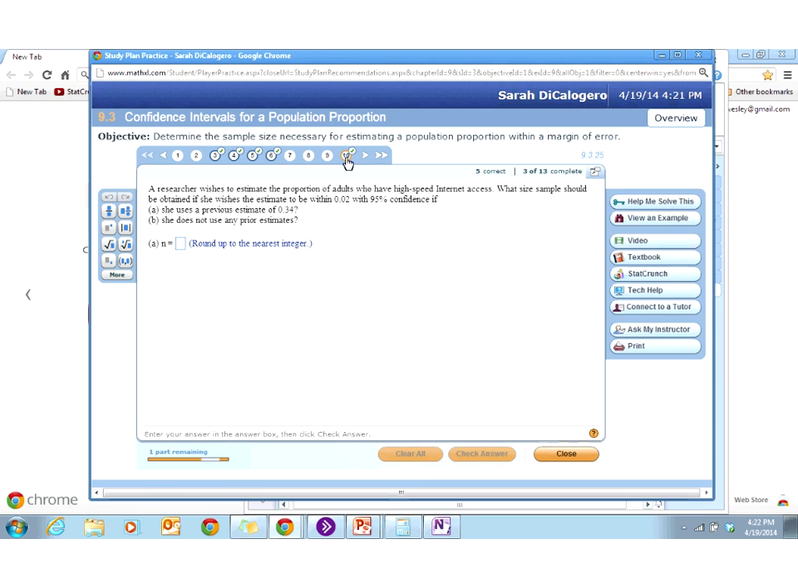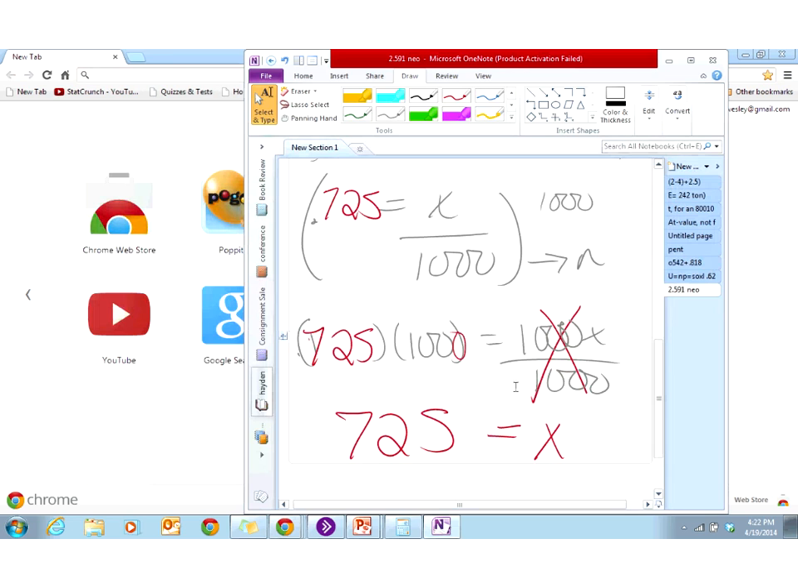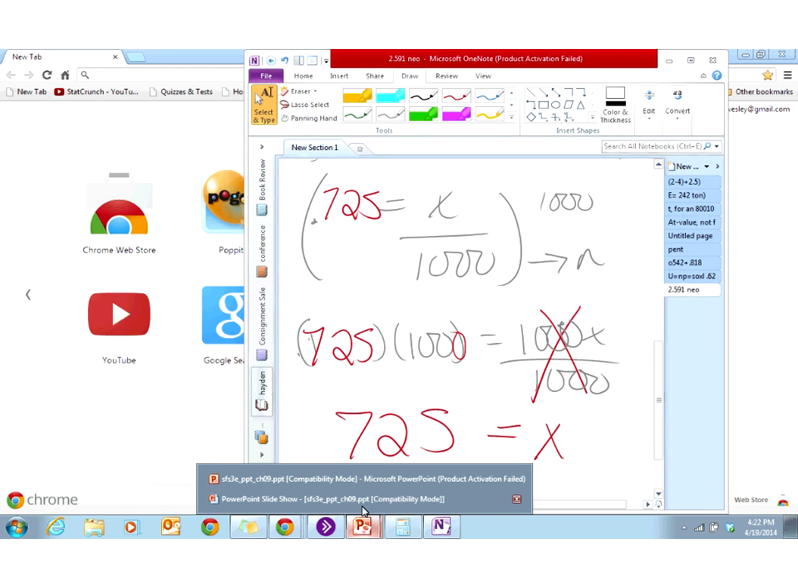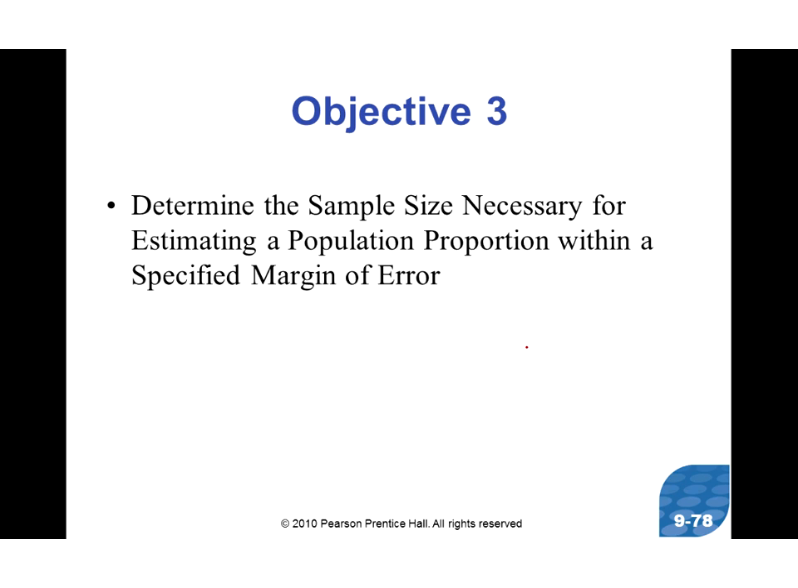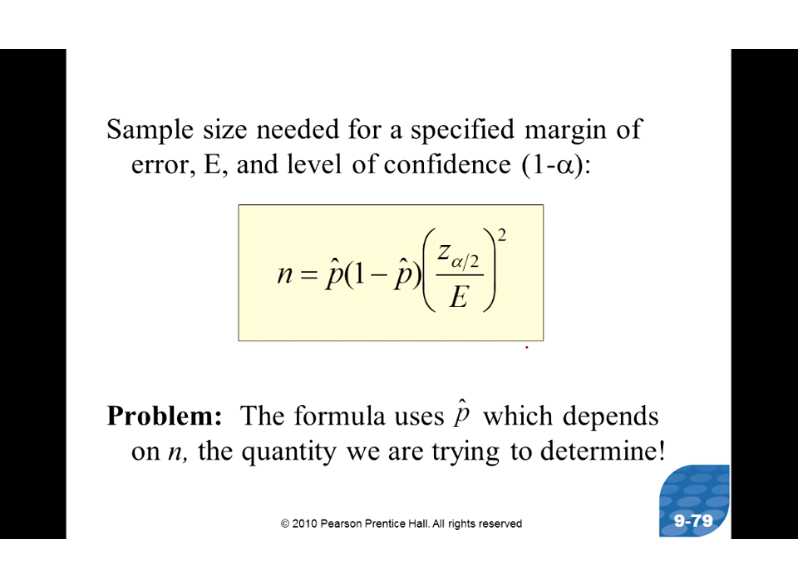Okay. I think the last one I want to do, we will come back to actually in the next section. All right. Determine the sample size necessary for estimating a population proportion with a specified margin of error.